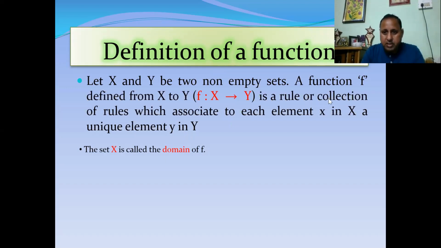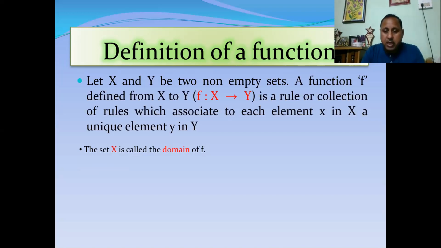The basic rule is this: collection of rules. A rule may be a single or maybe more than one rule, which associate each element of X to a unique element of set Y. So please keep it in mind. Each element of set X is associated with a unique element. So this set X is called the domain of F. In another way, when F is a subset of X cross Y, it means F is a collection of ordered pairs.